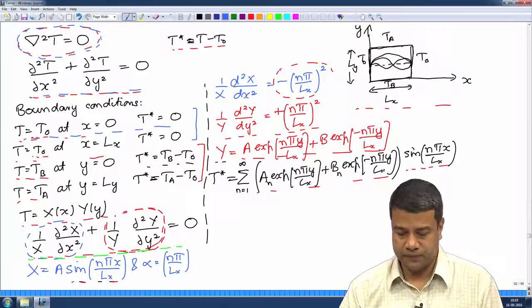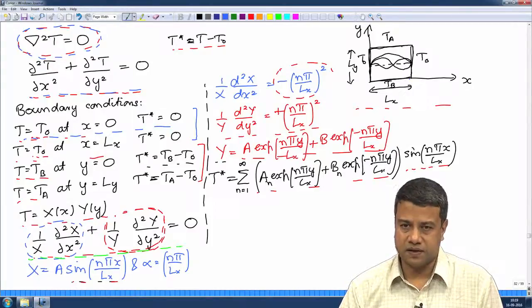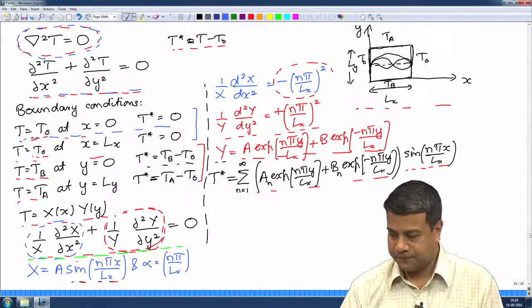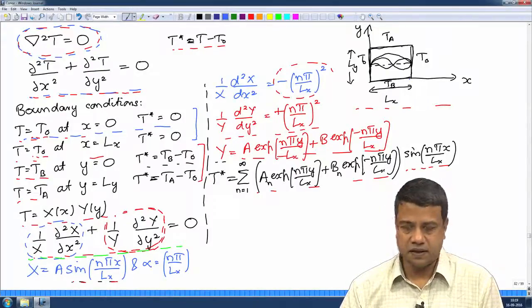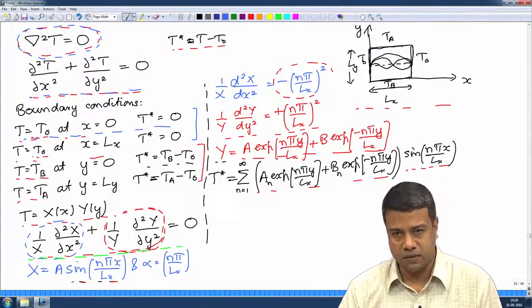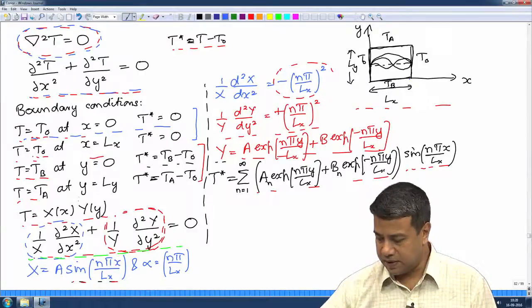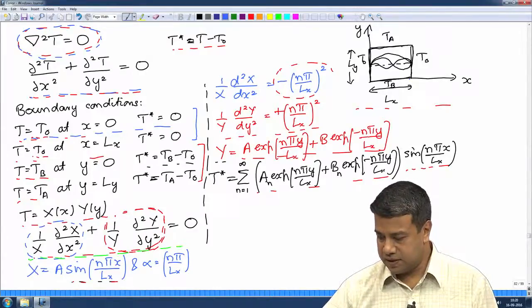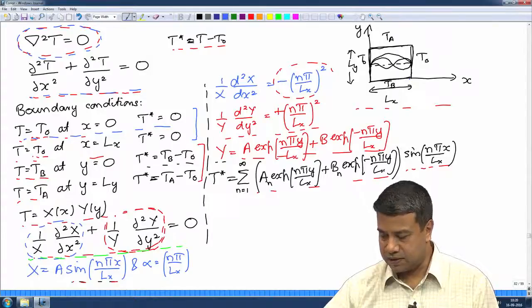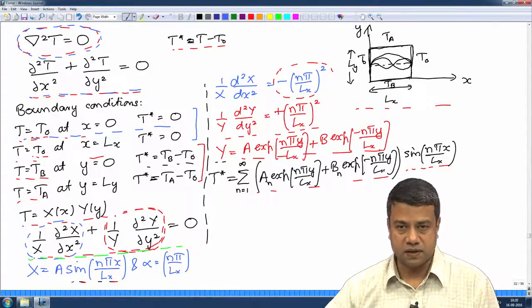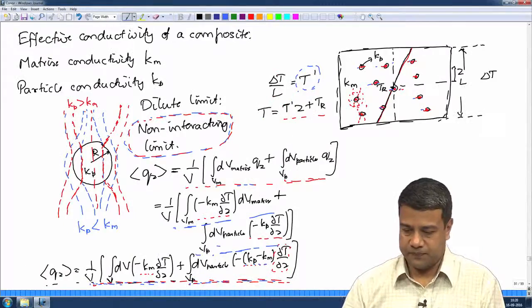If you had 0 flux, it would have been cos functions, because the cos of x, for example, has 0 slope at x is equal to 0 and x is equal to L. After expanding these, we used orthogonality relations to determine the coefficients in the inhomogeneous direction and thereby completed the solution. This procedure is exactly the same regardless of whether you are using it for a transient problem or for a steady state problem in multiple dimensions.